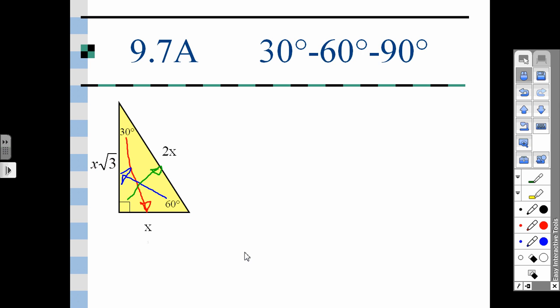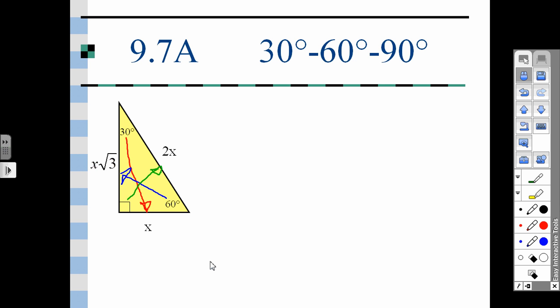So what if I told you that this side had a length of 5, and I said find the other two sides? Well, this side is opposite the 30 degrees, so it's x. That means to find the hypotenuse, we just have to double it, and we get 10. To find the side opposite the 60 degrees, we take 5 and multiply by the square root of 3. And there are your two other sides. So you didn't have to plug anything in, you just did these calculations really easily in your head. Okay? Let's try another one.